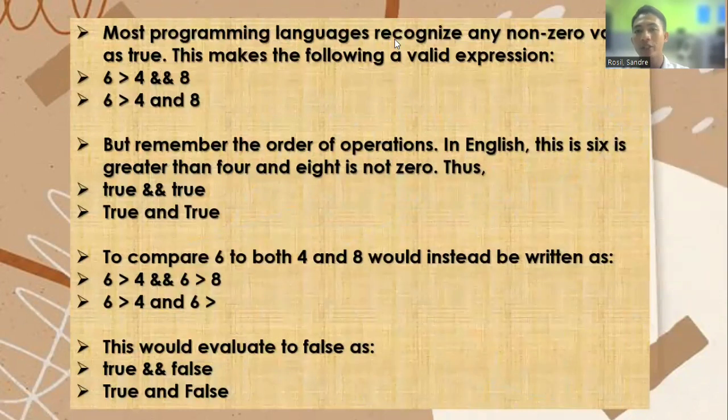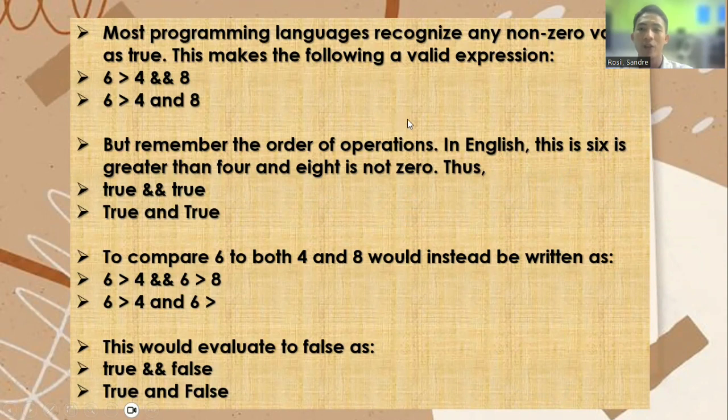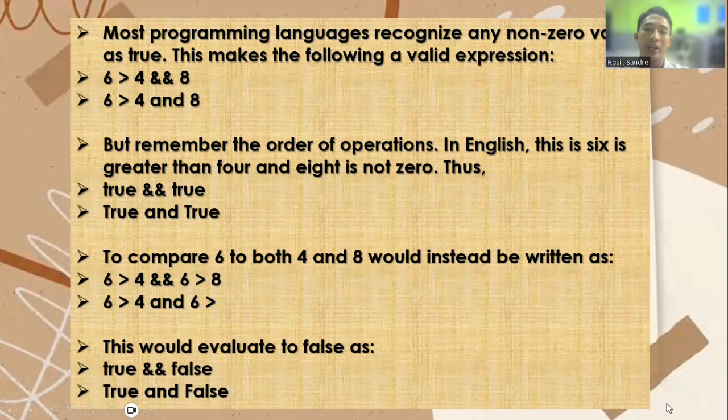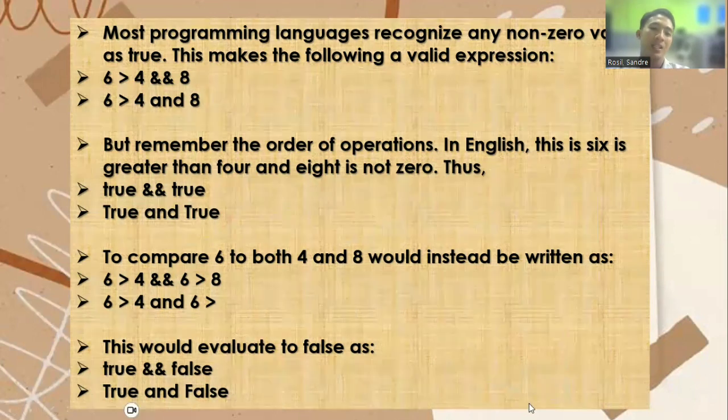Most programming languages recognize any non-zero value as true. This makes the following a valid expression: 6 greater than 4 and 8. But remember, the order of operation in English is: 6 is greater than 4 and 8 is non-zero. Thus, the answer is true and true.